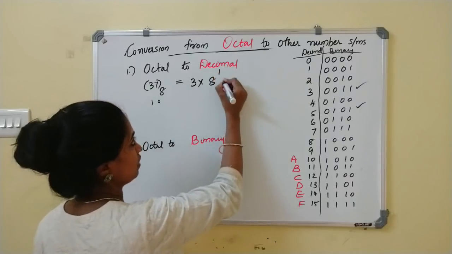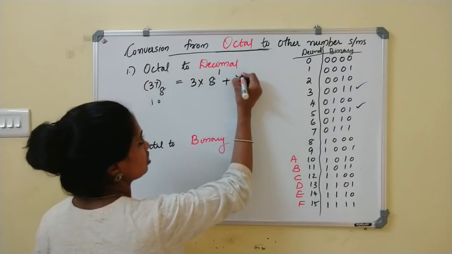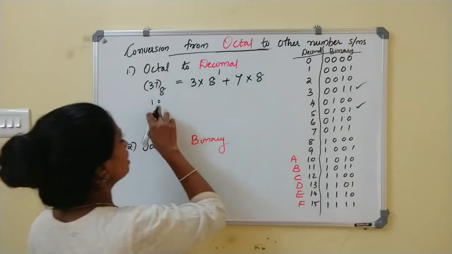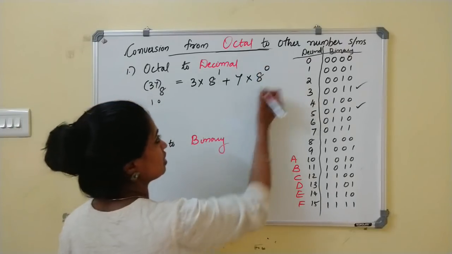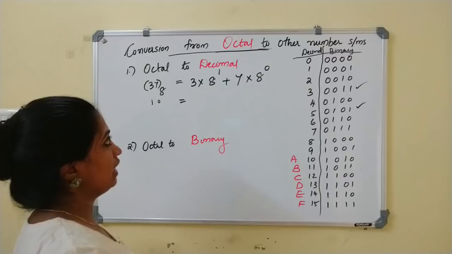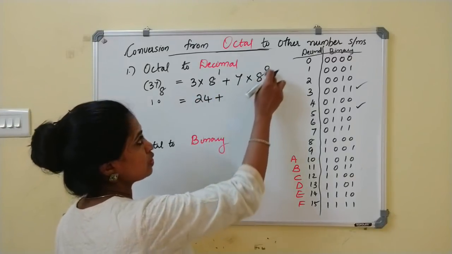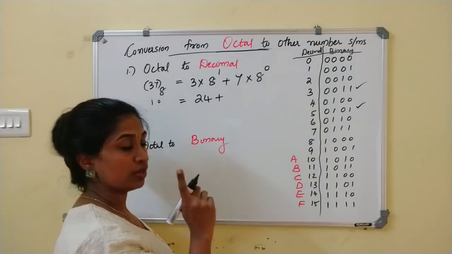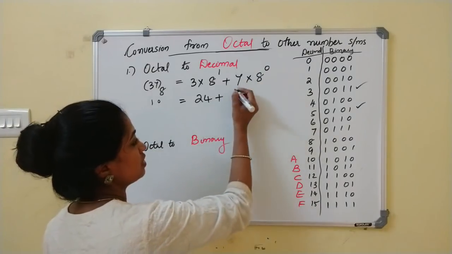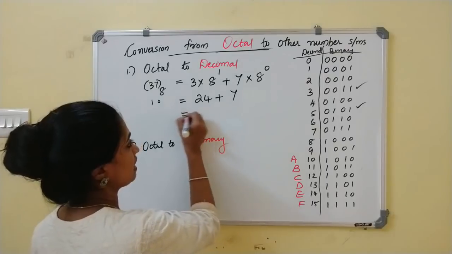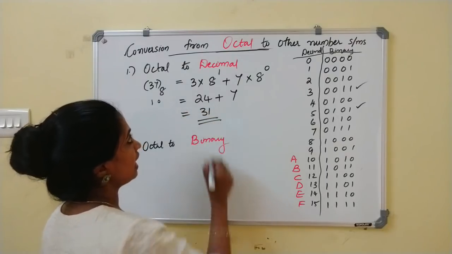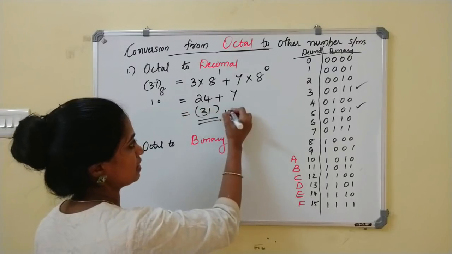So, 8 raised to 1 plus next digit. 7 into 8 raised to 7's position, which is the 0th position. So, 8 raised to 0. This is equal to 8 raised to 1 is 8. 3 8s are 24. Plus 8 raised to 0 is 1. Anything raised to 0 is 1. So 7 into 1 is 7. 24 plus 7 is 31. This is the answer in the decimal number system.